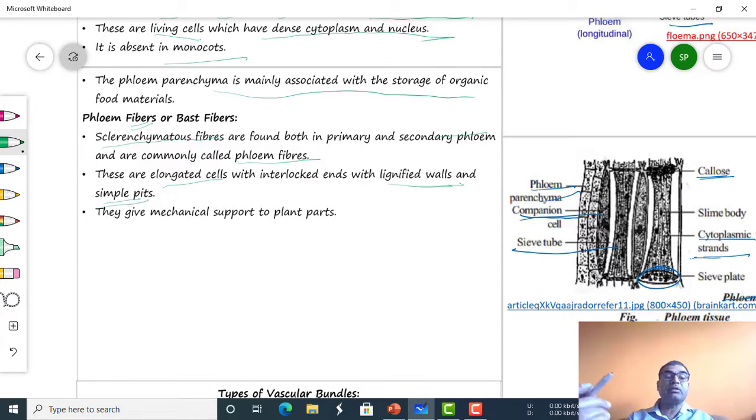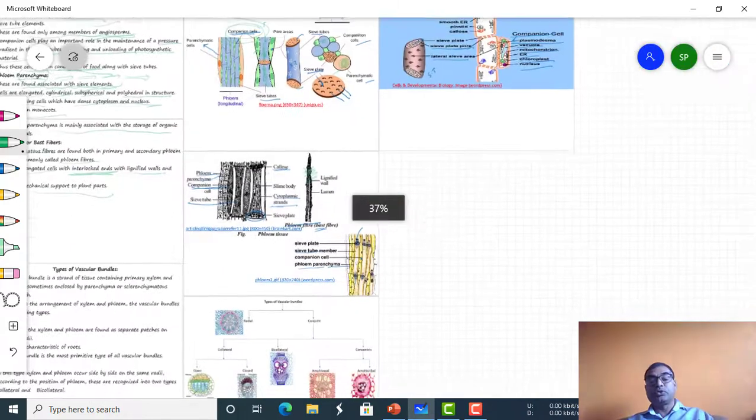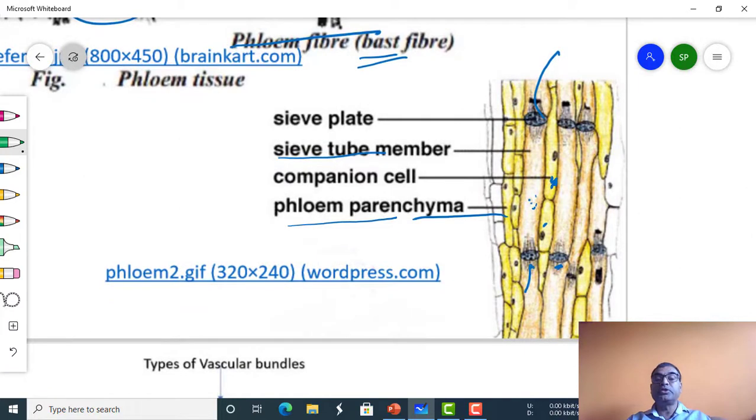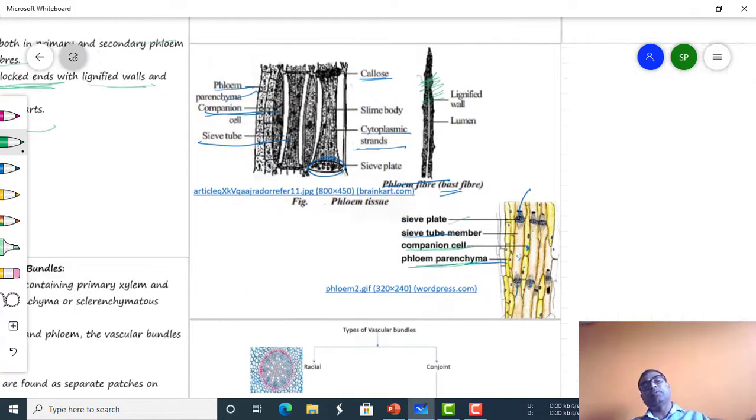Simple pits are present here, while simple or bordered pits are present in the xylem element. So they form interlocked ends with lignified walls as well as pits. They give mechanical support to the plant. If you see, this is a sieve plate, then this one is a companion cell, then phloem parenchyma. So, this is about the phloem element.